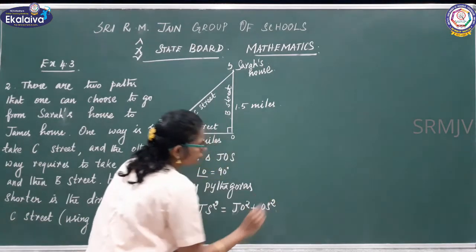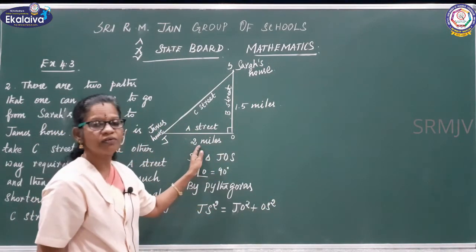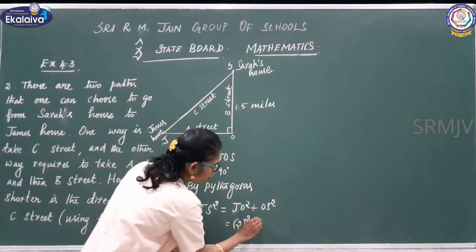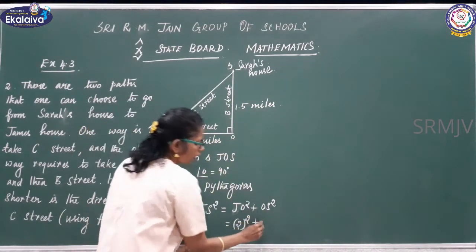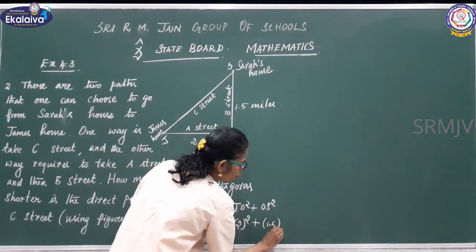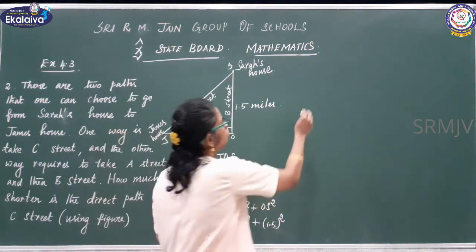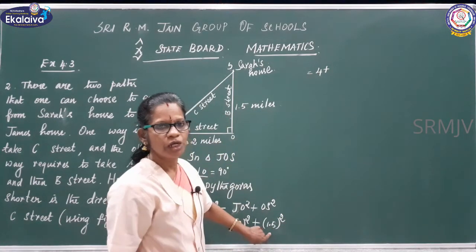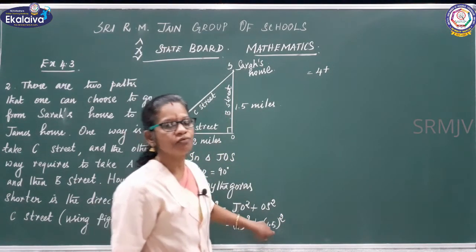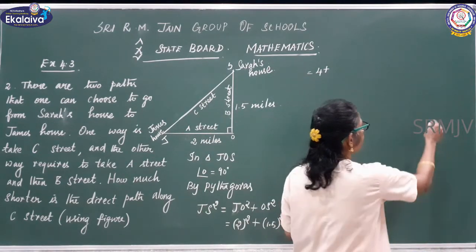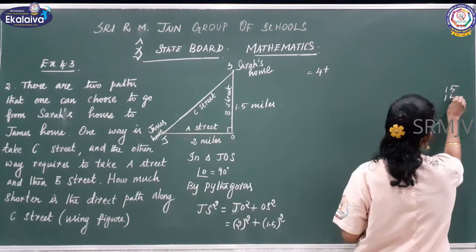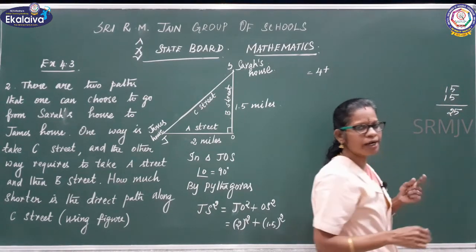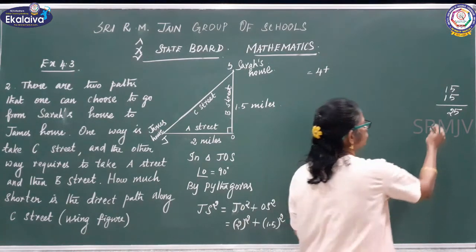OS square, right? What is JO? It is given, 2 miles. So, 2 square plus what is OS? 1.5, the whole square. Now, 4 plus, see here 1.5. If a number is multiplied by itself and the number ends with 5, there is a rule. See 15, 15. You can multiply 5 fives are 25. What is the next number after 1? 2. So 1 into 2, 2.